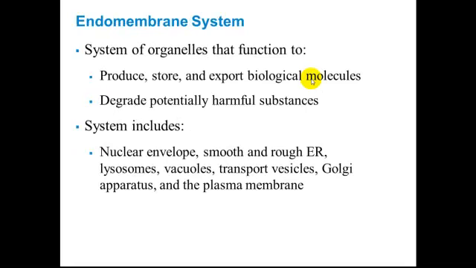Now, if you've looked at this, we've seen that the endoplasmic reticulum and the Golgi apparatus are connected. They are physically connected to the nuclear envelope, and also the plasma membrane. So we can see that this is an endomembrane system, or a within membrane system. The overall goal of this system is to produce, store, and export biological molecules, and to break down harmful substances. It includes the nuclear envelope, the smooth and rough endoplasmic reticulum, those lysosomes, vacuoles, which are special kinds of transport vesicles, the Golgi apparatus, and the plasma membrane.